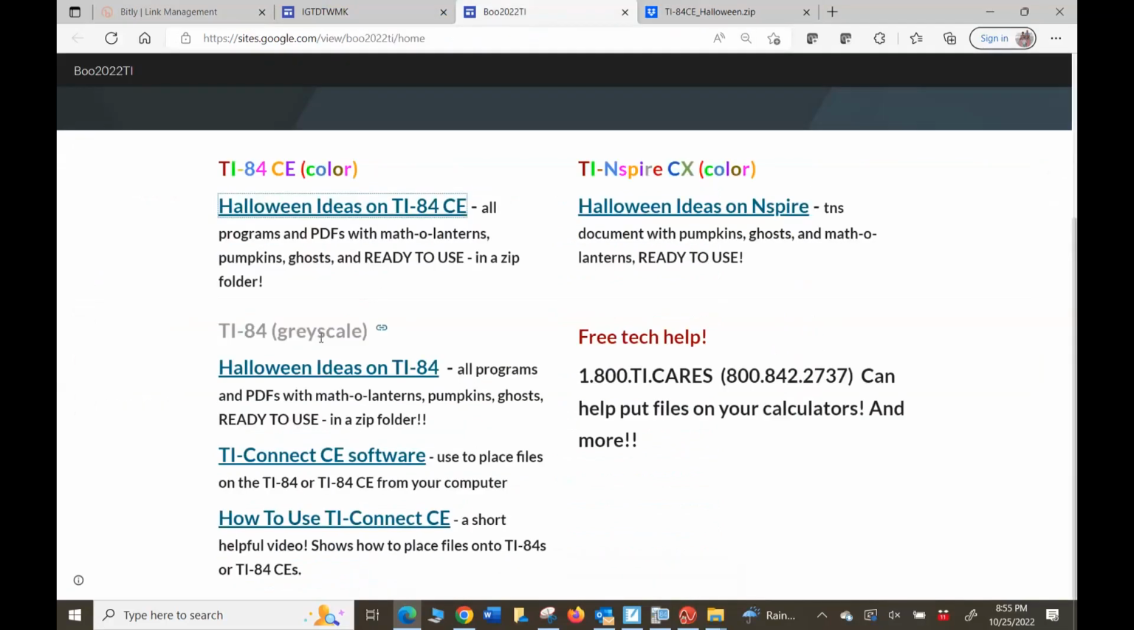The 84 grayscale is very similar, and the Inspire is very similar also. There's only one file on the Inspire because everything can go in one document. TI Connect, you might need that to get stuff up there, and if you want to know how to use it, I created a short video to show you how to use TI Connect so you know how to get programs from your computer onto your calculator.